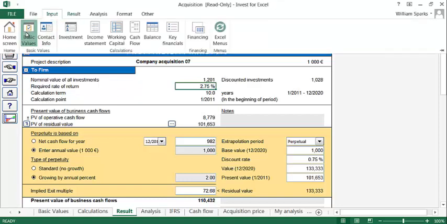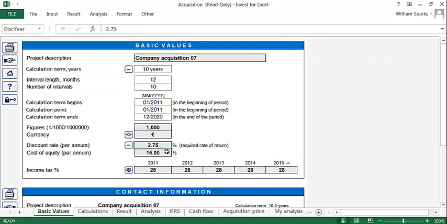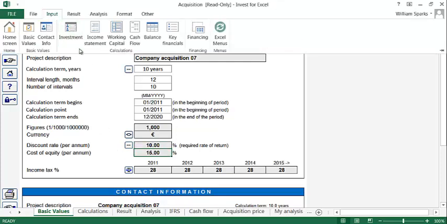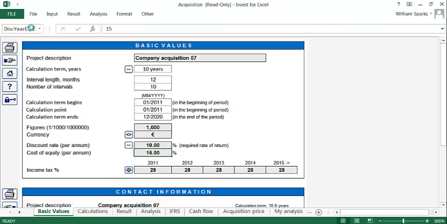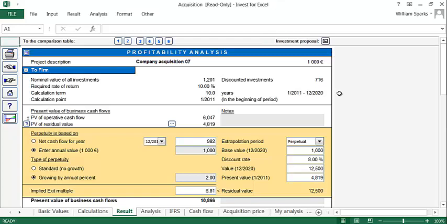So go to file, now input basic values. Then. And now let's look at result again. Result. Profitability analysis. Okay, now it makes better sense, yeah. It's even less than the first 10 years, but it's okay.